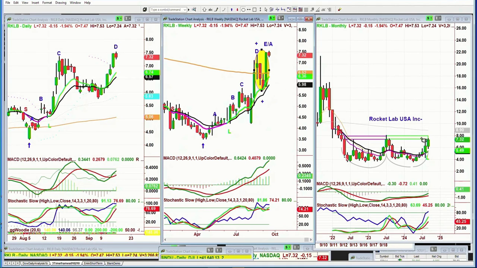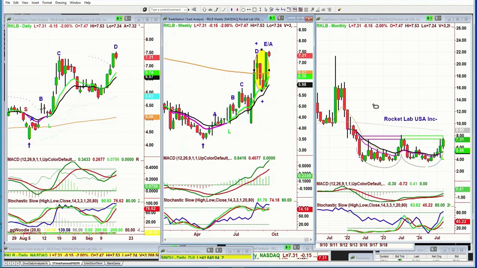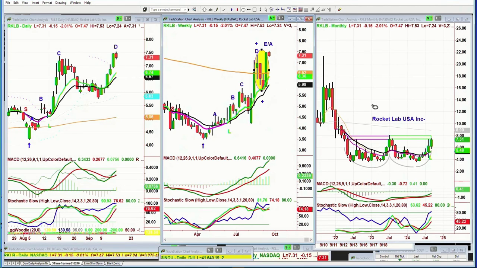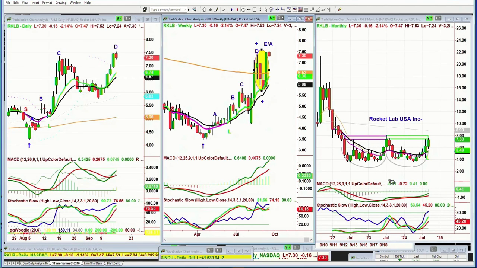And now look at the monthly chart. This is a stock that had much higher highs, then came tumbling down, and it's been stuck between about 3 and 7 for 2 years. Now it's attempting to go to the upside.